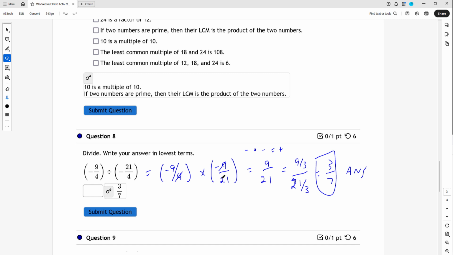We only cancel things that are being multiplied. Here, you couldn't cancel when you're dividing. You only cancel when you're multiplying. We cancel factors. So the 4's cancel out. And the negative times the negative will make it positive. So I'm going to have 9 on the top and 21 on the bottom. Now this simplifies. 9 and 21 are both divisible by 3. So 9 divided by 3 is 3, and 21 divided by 3 is 7. And that's our final answer here.